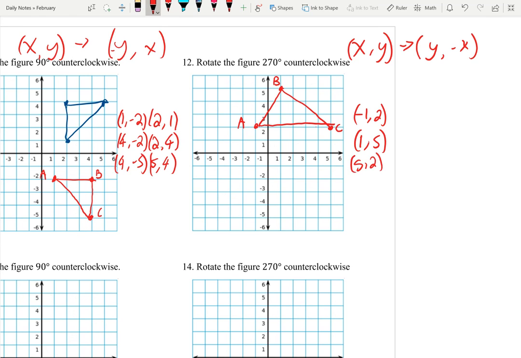All right, so let's follow our rule. So these would all change into: this becomes (2, 1), this would become (5, -1), and this would become (2, -5). Following our rule of keeping y and then the negative x. So let's do blue. We've got (2, 1) here. We have (5, -1), which is here. And then we have (2, -5), which is here.